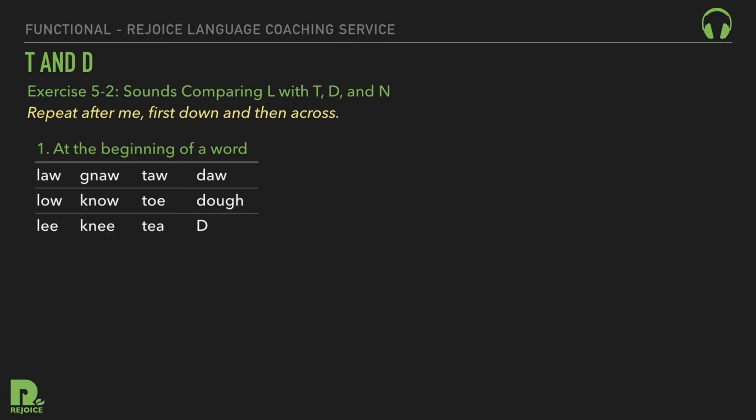Exercise 5.2. Sounds comparing L with T, D, and N. Repeat after me, first down and then across. 1. At the beginning of a word. La, lo, li, na, no, ni, ta, to, ti, da, do, di, la, na, ta, da, lo, no, to, do, li, ni, ti, di.